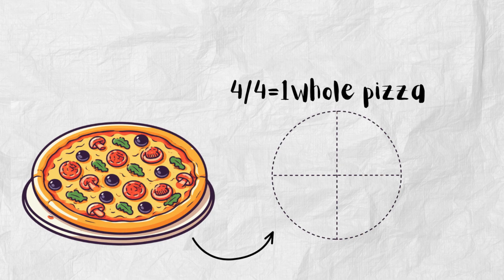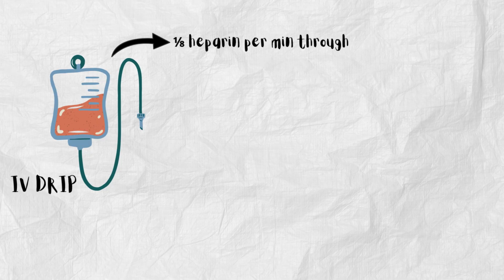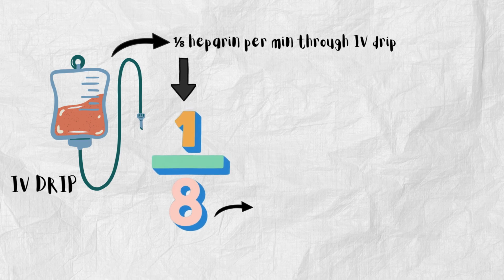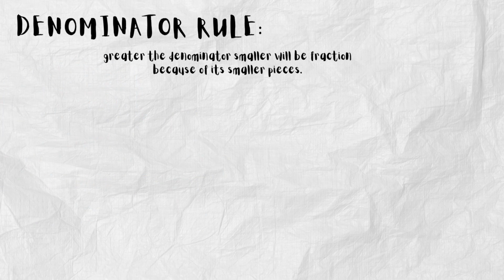Let's apply the fraction to the daily life example of the IV drip. The doctor has advised me to administer 1 by 8 of the medication through the IV rate per minute. If I take the fraction 1 by 8, the below number is the denominator, the total equal parts of 1 mg. The above number is the numerator, which is 1 out of 8 parts will be used. It means that I have divided the medication into 8 parts and I have used 1 part out of 8.